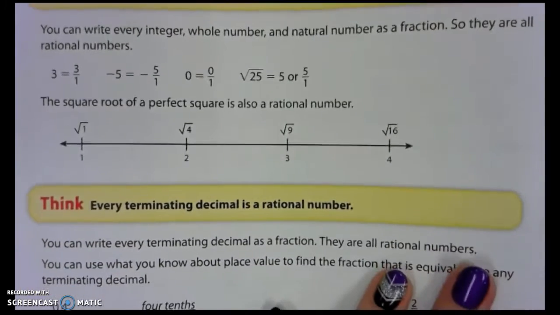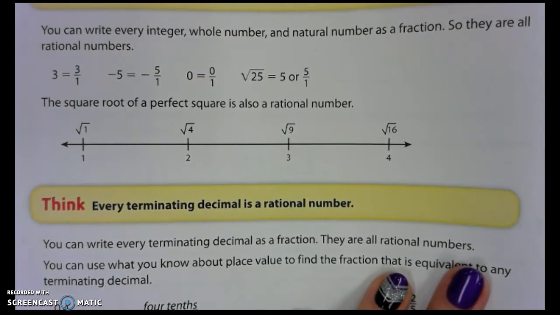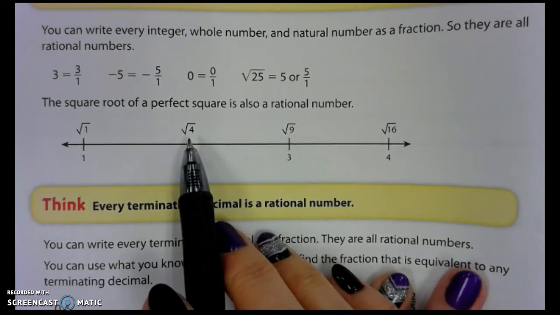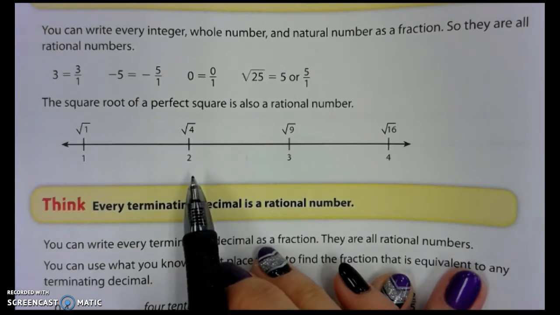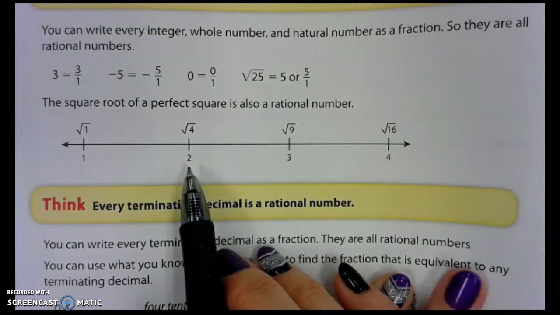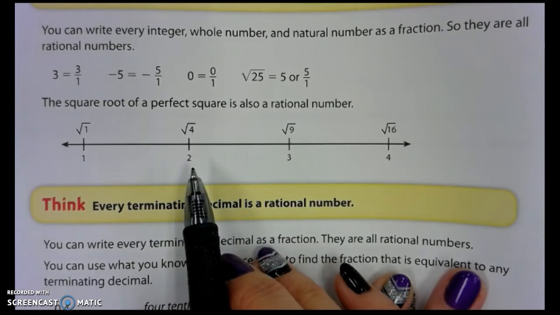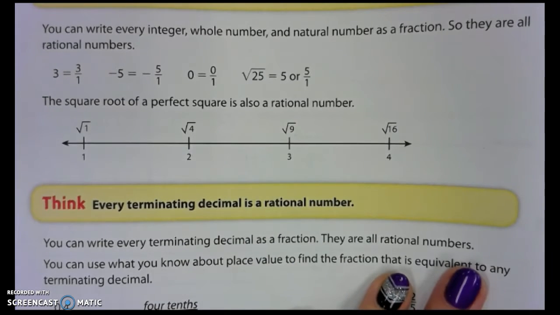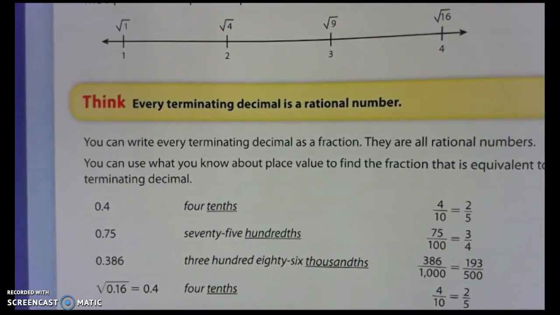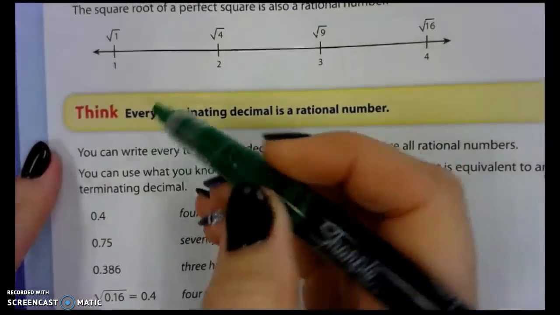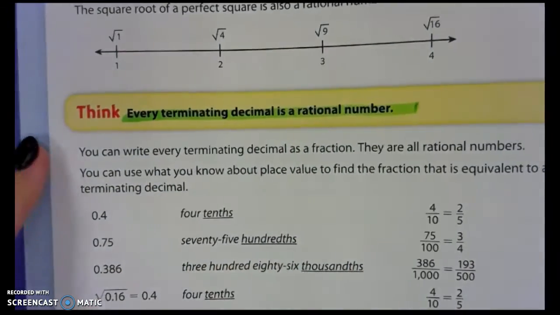The square root of a perfect square is also a rational number. Okay, if you see square root of 4, you might not think that that's an integer, but if you simplify it, the square root of 4 is 2, which is a whole number. Okay, it is a whole number. It's a natural number. So they're just showing you that you can simplify these to make them into other forms of numbers.